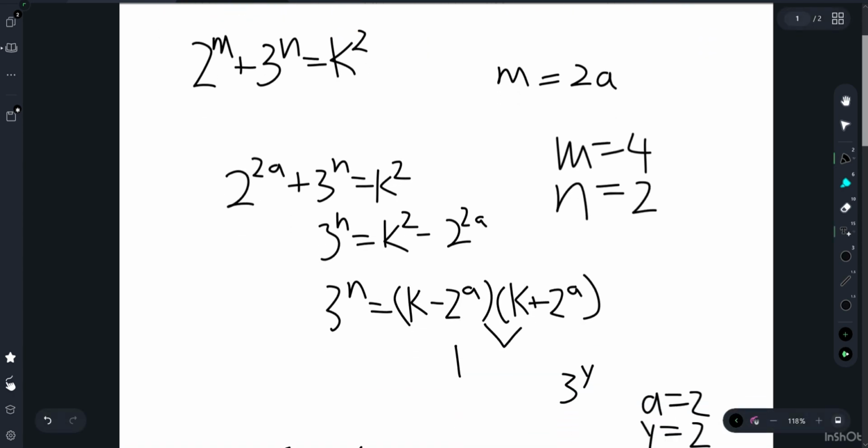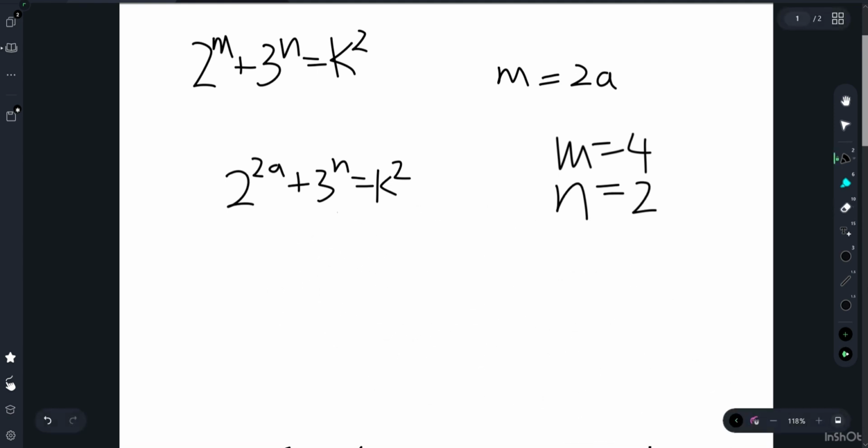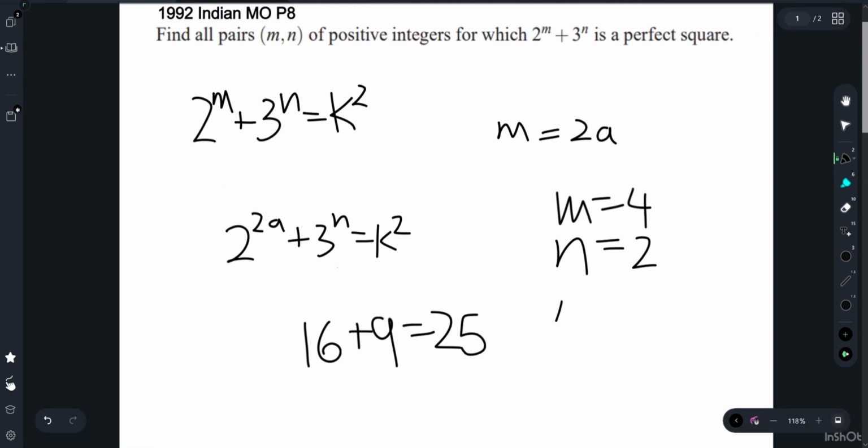But let's just triple check to make sure it actually works and it isn't extraneous. Plugging it into our equation, we have that 16 plus 9 is 25, which is 5 squared. So (4, 2) is our only solution.